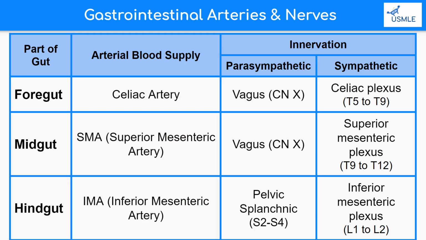The gastrointestinal system relies on a complex network of blood vessels and nerves to function effectively. This table will help in memorizing the key components. Let's take a look. The foregut is supplied by the celiac artery, the midgut by the SMA, and the hindgut by the inferior mesenteric artery or the IMA. The nerve supply to these regions is both parasympathetic and sympathetic. The parasympathetic branches are derived from the vagus nerve and the pelvic splanchnic nerves, whereas the sympathetic branches are derived from the celiac plexus, superior mesenteric, and inferior mesenteric plexus. It is vital to know the spinal segments that supply these plexuses.